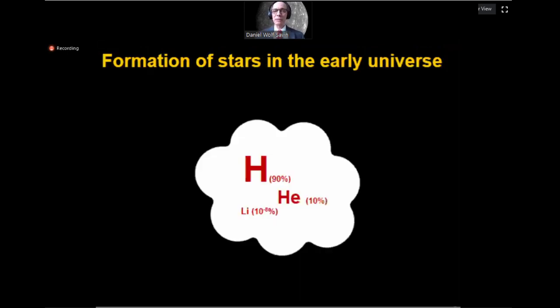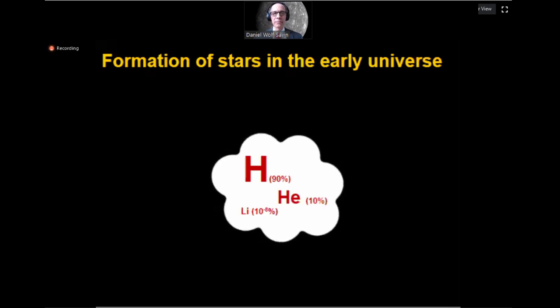Okay, now let's talk about the formation of stars in the early universe. These primordial clouds consisted of about 90% hydrogen, 10% helium, and insignificant amounts of lithium. The clouds were held together by gravity, and what gravity did was cause the clouds to start to collapse. Now, as the cloud collapsed, the volume decreased and the temperature increased. So if the clouds had no way to get rid of this excess heat, they would not be able to gravitationally collapse and form stars.